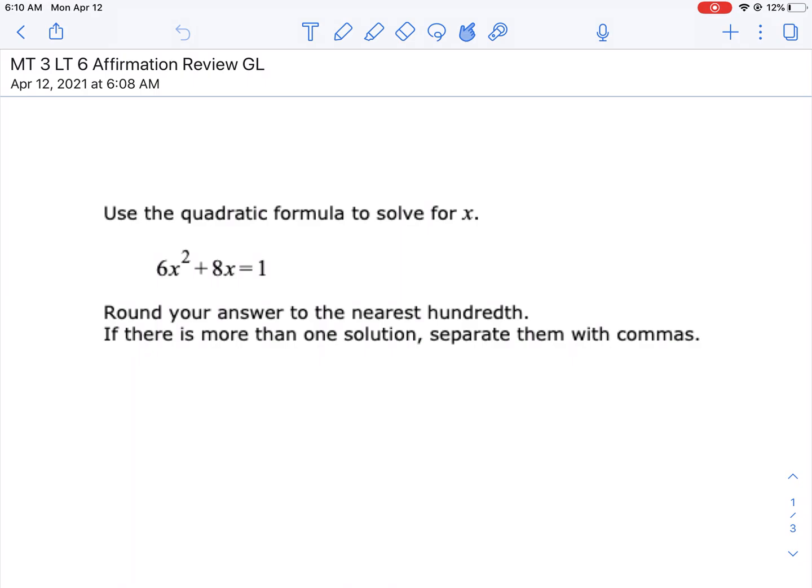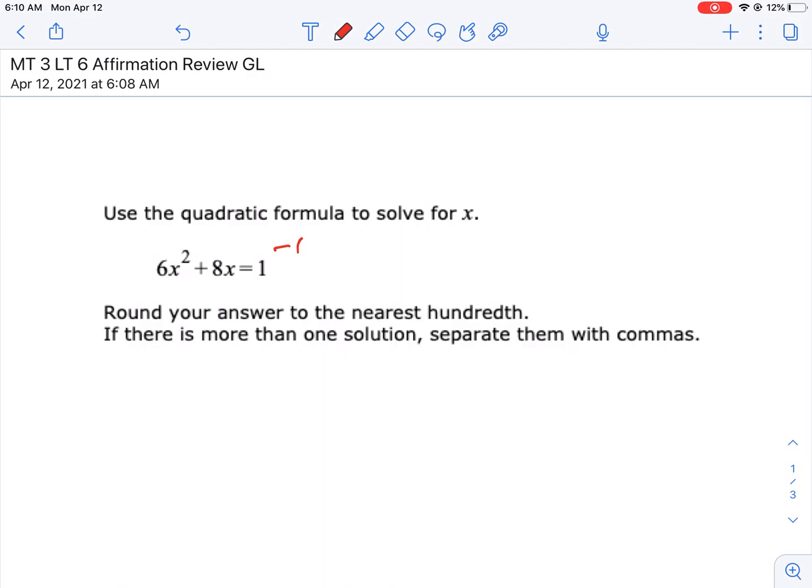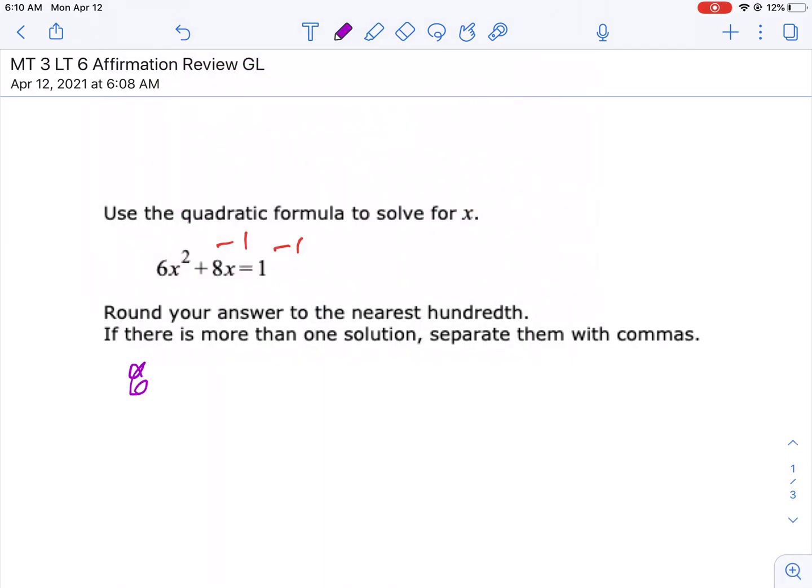On the first question, we want to use a quadratic formula. In order to use a quadratic formula, the equation must be equal to 0. So you should have subtracted 1 from both sides, and you'll get 6x squared plus 8x minus 1 equals 0. In this problem, A is 6, B is 8, and C is negative 1.